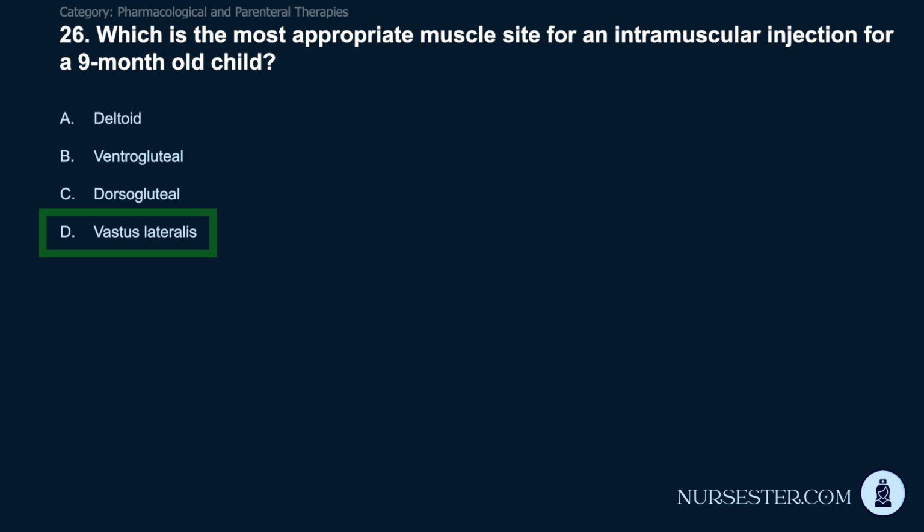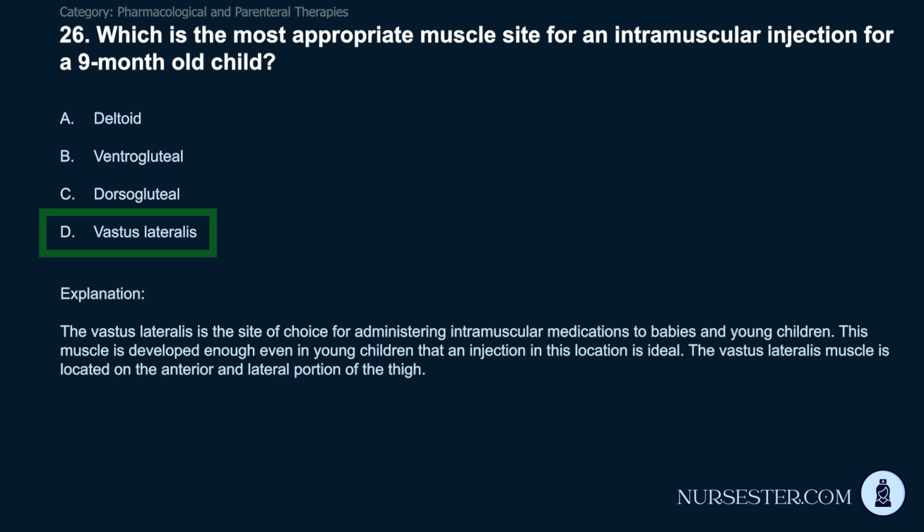Vastus lateralis. The vastus lateralis is the site of choice for administering intramuscular medications to babies and young children. This muscle is developed enough even in young children that an injection in this location is ideal. The vastus lateralis muscle is located on the anterior and lateral portion of the thigh.